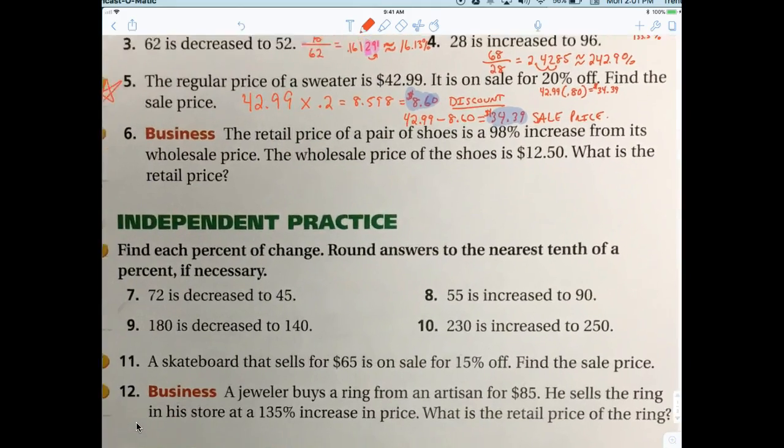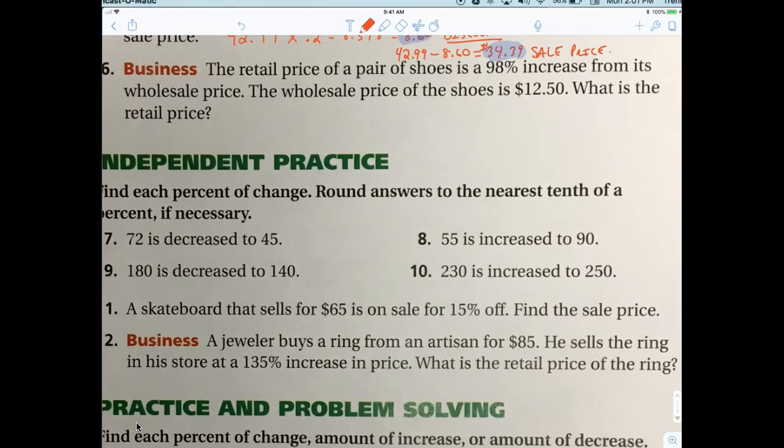So now I want to look at question number 6. It says, the retail price of a pair of shoes is a 98% increase from its wholesale price. Now, most of you don't really know about wholesale and retail. Do you want me to explain that to you real quick? If I own a shoe company, I buy things wholesale, and then I sell them for retail.